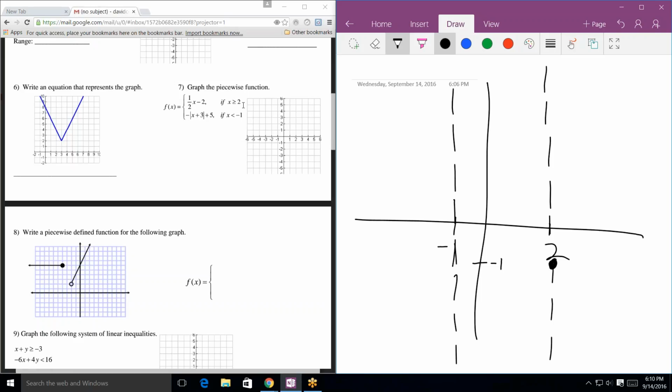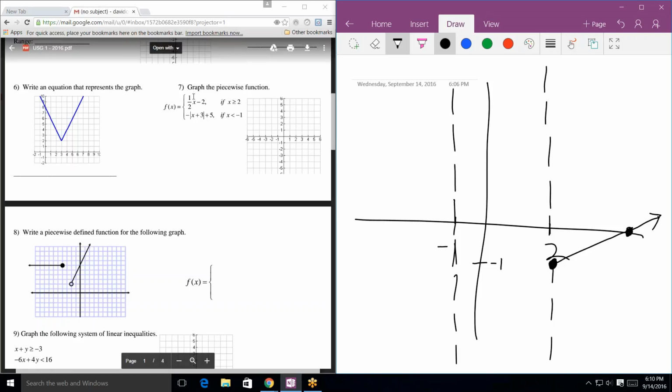How do I get that? You go up 1 and over 2? I go up 1 and I go to the right 2. Okay, so that's about there. And now I can connect those two dots and put an arrow on it because it goes to infinity on the domain. And I have plotted the top part of that. Now let's look at the bottom part.